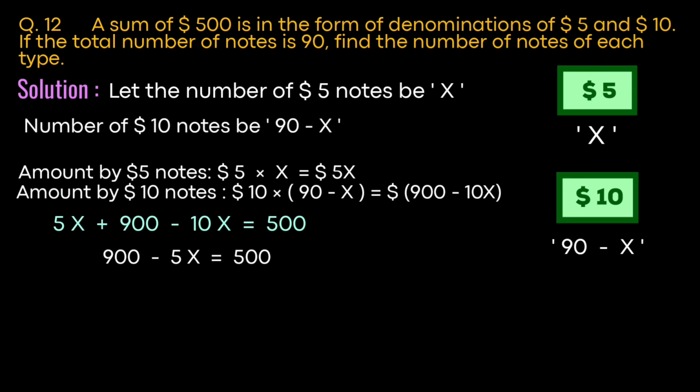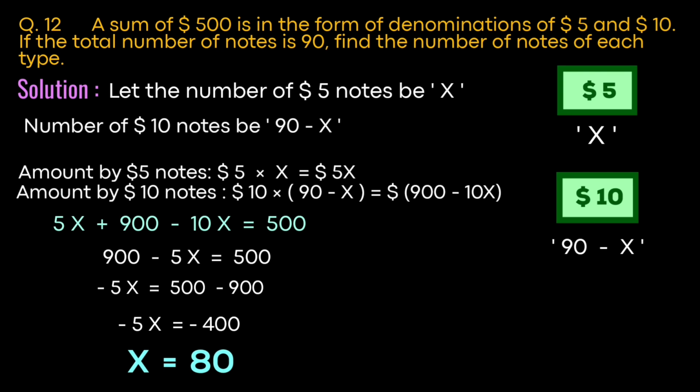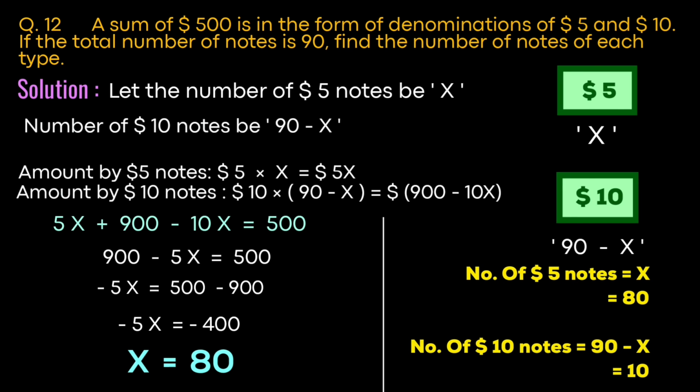That is, 900 minus 5x equals 500. Minus 5x equals 500 minus 900. Minus 5x equals minus 400, and that is x equals 80. So we can say the number of $5 notes was x, that is equal to 80, and the number of $10 notes was 90 minus x, that is 90 minus 80, that is equal to 10 notes.